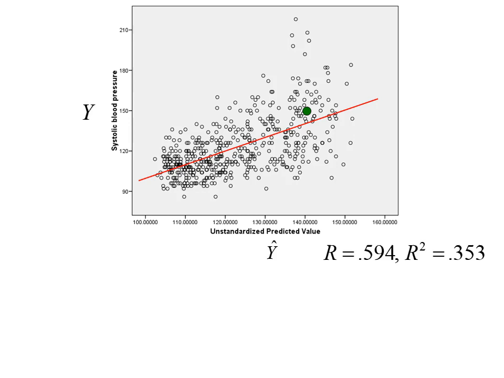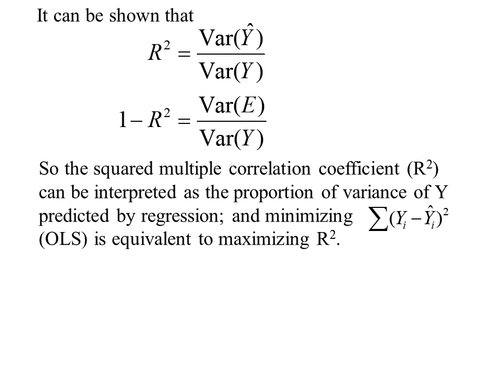This plot shows the relation between y and y hat from some regression analysis. The correlation coefficient is 0.594, and its squared value, denoted as r squared, is 0.594 times 0.594, which is 0.353. Mathematical statisticians have shown that this r squared is equal to the ratio of the variance of y hat to the variance of y, since the variance of y can be split into the variance of e and the variance of y hat. 1 minus r squared is equal to the ratio of the variance of e to the variance of y.